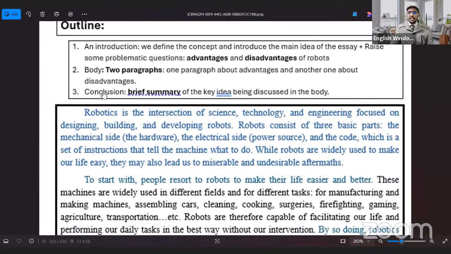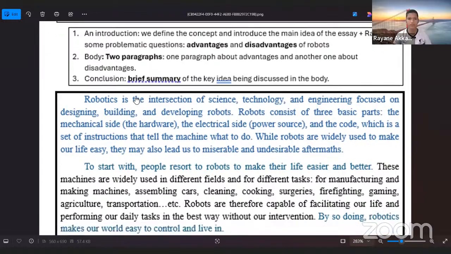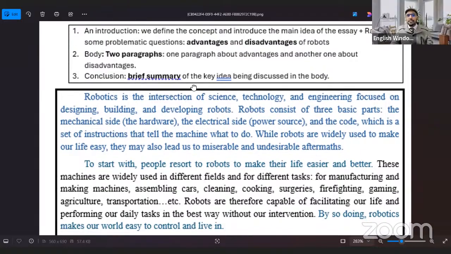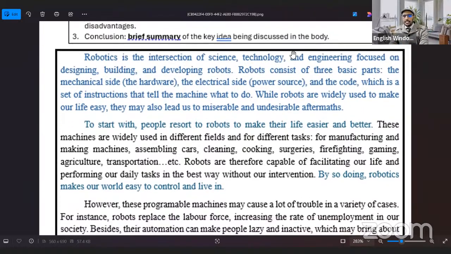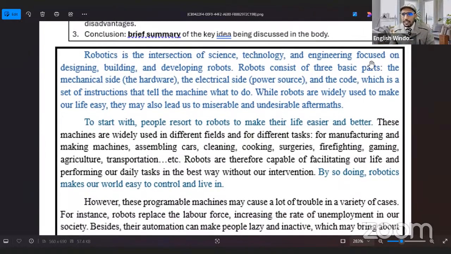The second point, which has to do with the body, is in the form of two paragraphs because we have two main points to discuss. One paragraph is about advantages and the other is about drawbacks, or disadvantages. And the last paragraph is going to be the conclusion. It's a brief summary of the main ideas being discussed in the body.